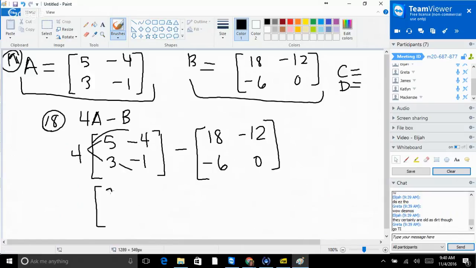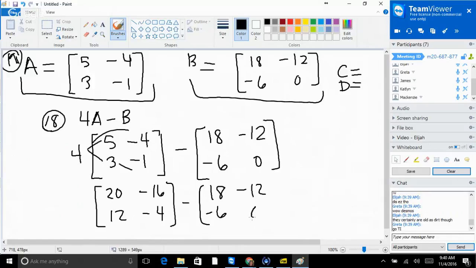So 4 times 5 is 20. 4 times negative 4 is negative 16. 4 times 3 is 12. And 4 times negative 1 is negative 4. Minus 18, minus 12, minus 6, 0. Okay? And then we're going to subtract, right? 20 minus 18 is 2. Negative 16 minus a negative 12 is negative 4. You guys have to check me because I'm doing this off the top of my head. 12 minus a negative 6 is going to give me a positive 18. And negative 4 minus 0 is negative 4.